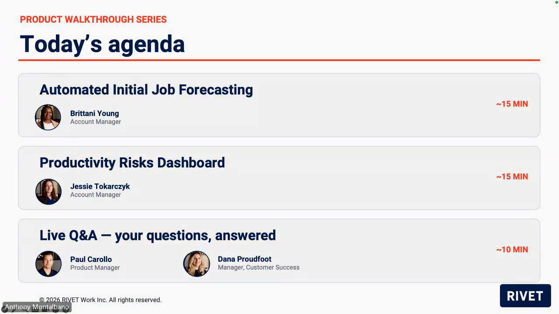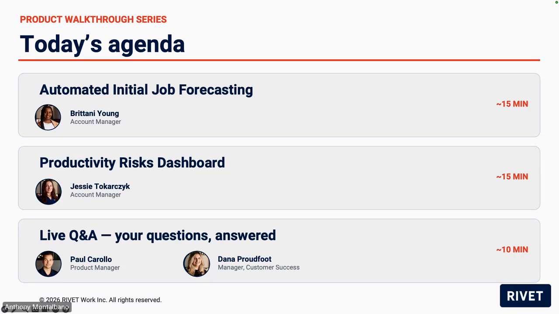So let's take a look at today's agenda. We have two of our top account managers here to walk you through these features in more detail. First up, Brittany Young. She is probably a familiar face to many of you as you're getting the most out of Rivet. She's going to walk you through automated initial job forecasting, why it matters, and how it works. After Brittany, we're going to have Jesse Takarchek, also a familiar face, who will take over on productivity risks. She'll give you a breakdown of those key risk factors that we surface and show you how to use a dashboard as your secret weapon to understand where jobs are at most risk.